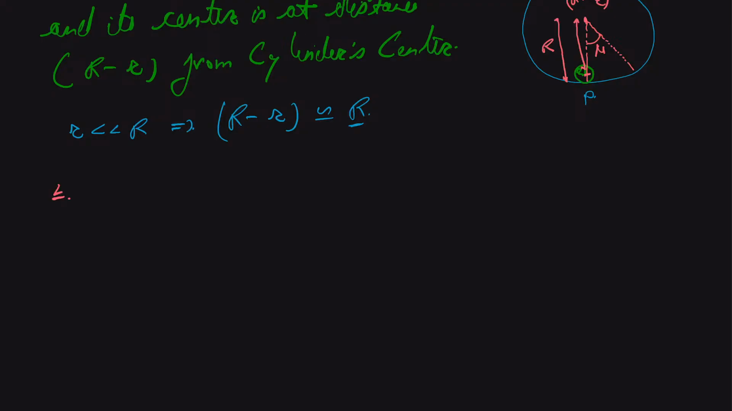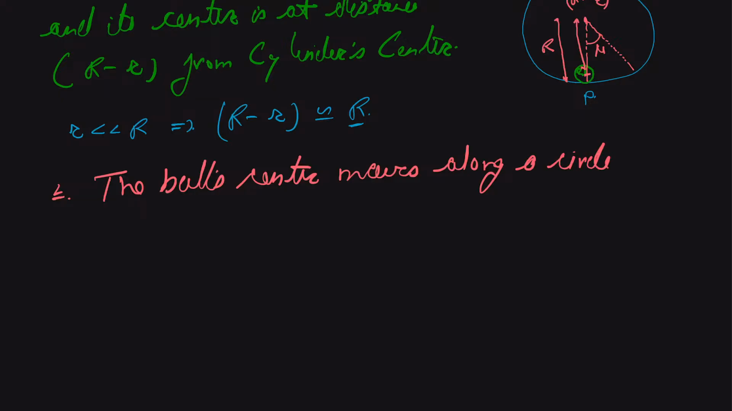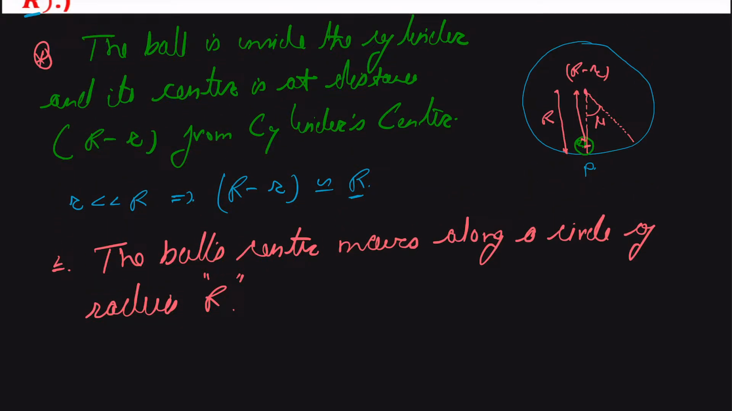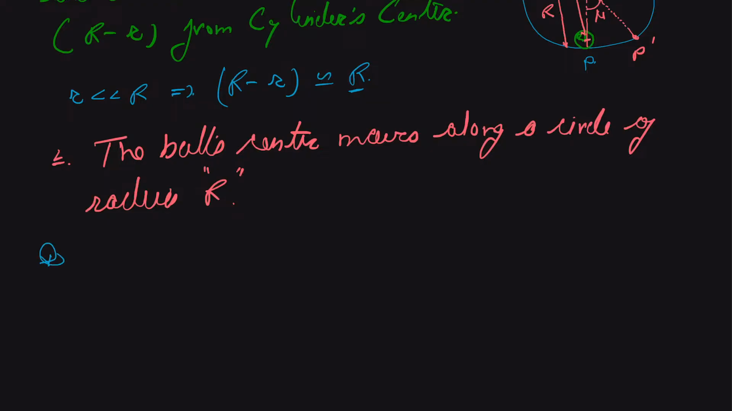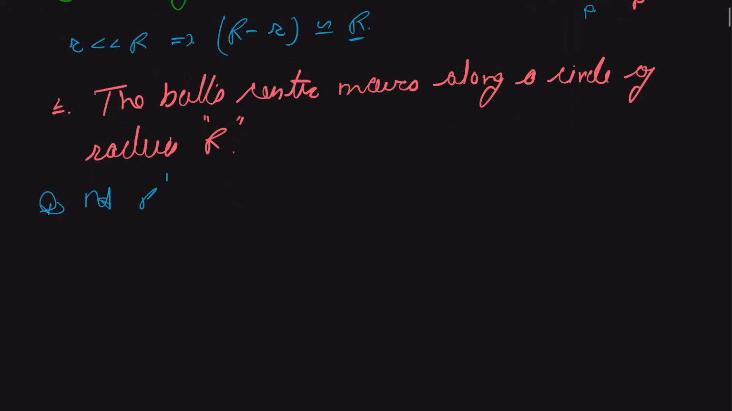Therefore, from here we can draw a conclusion that the ball center moves along a circle of radius capital R. And now, in the extreme position when the angle is mu, let us call this extreme position P prime. At this point P prime we can easily find out the forces acting on it. So we have a part of the cylinder, and the small ball is at point P prime.